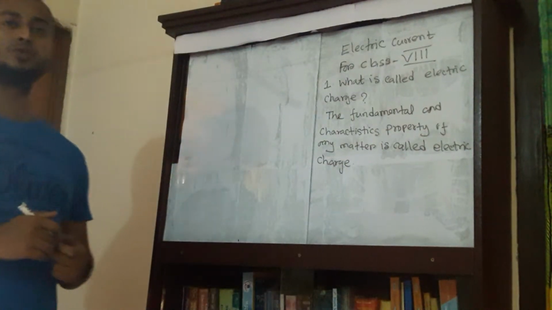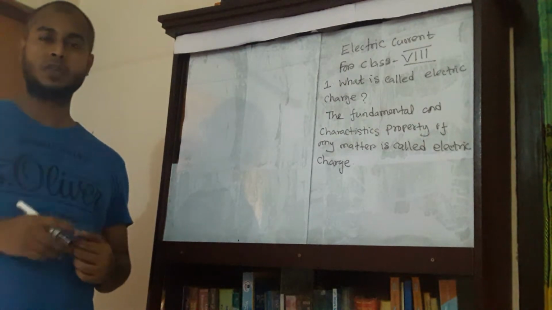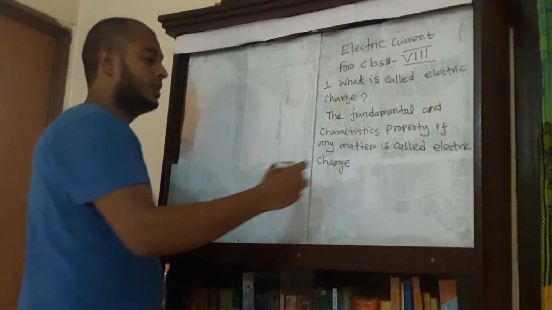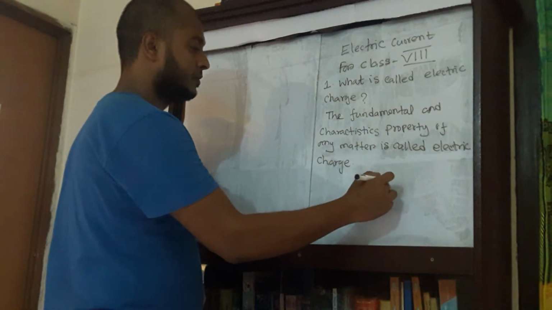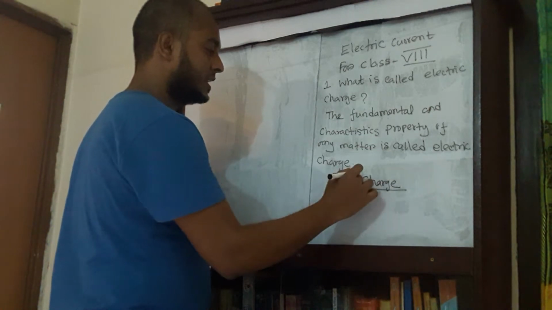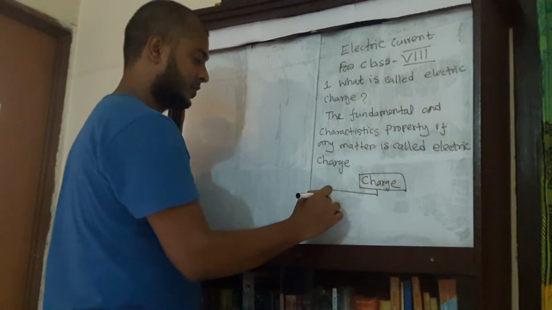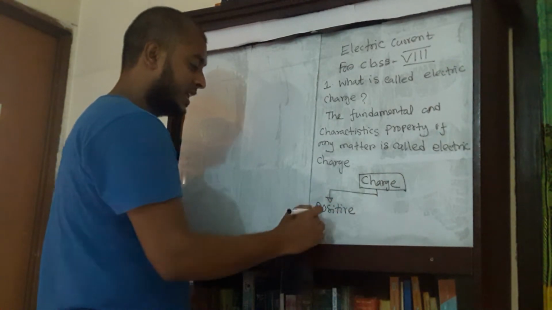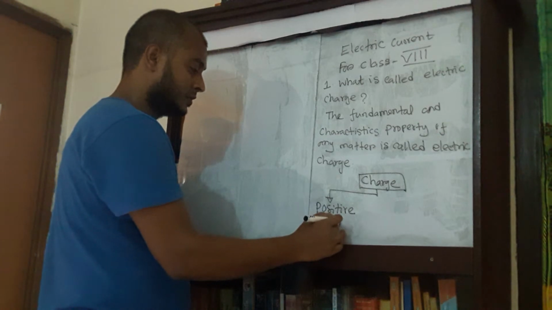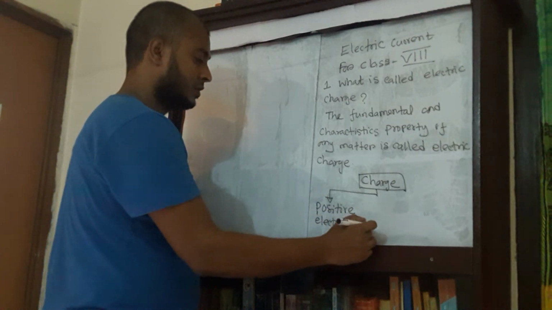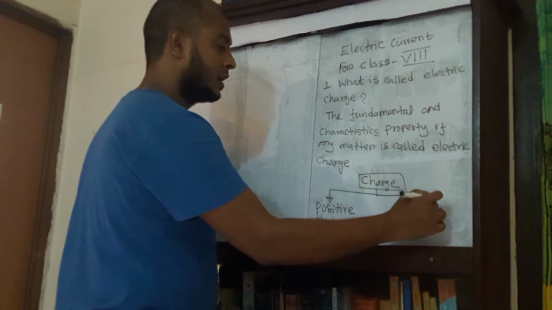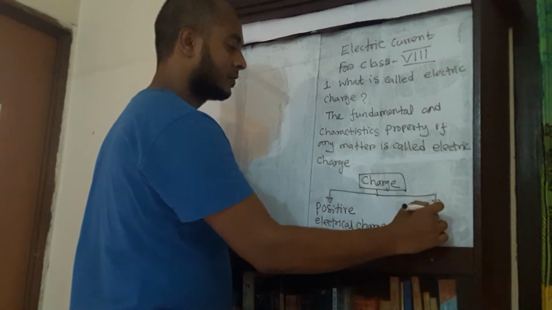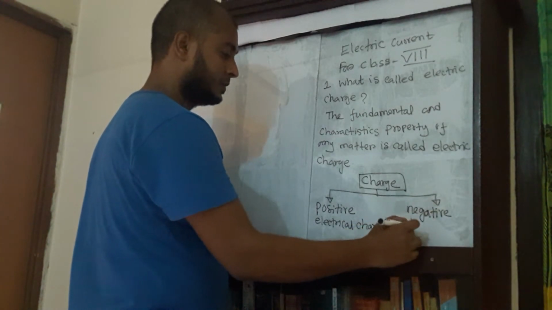Electric charge is mainly of two types. Number one, positive charge, and number two, negative charge. So I can say that electrical charge is basically of two types. Number one, positive electrical charge, and number two, negative electrical charge.